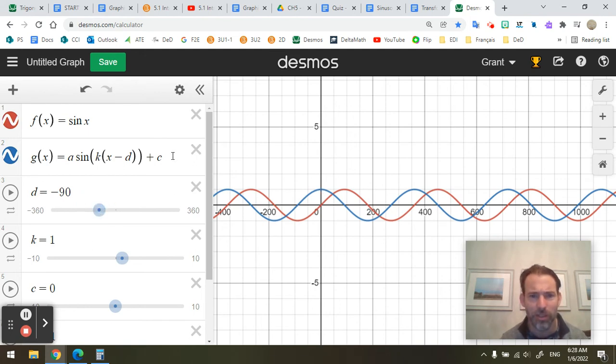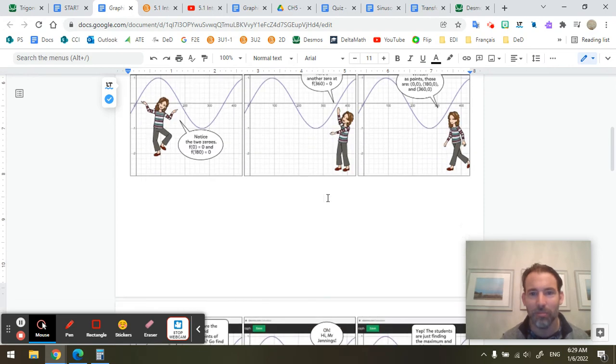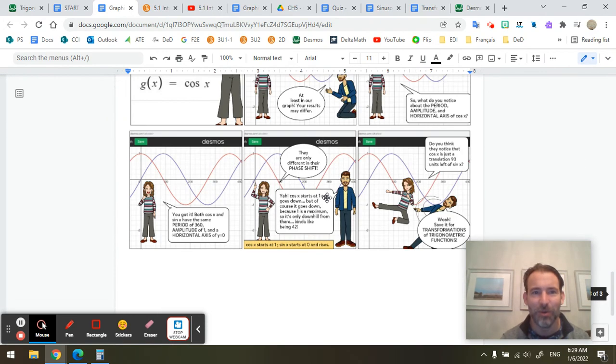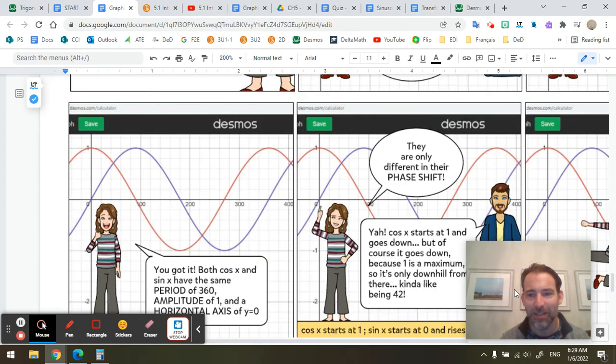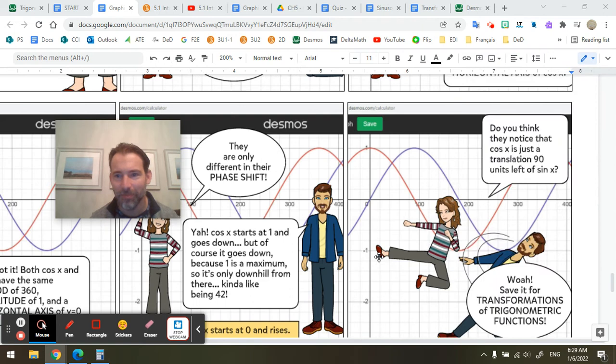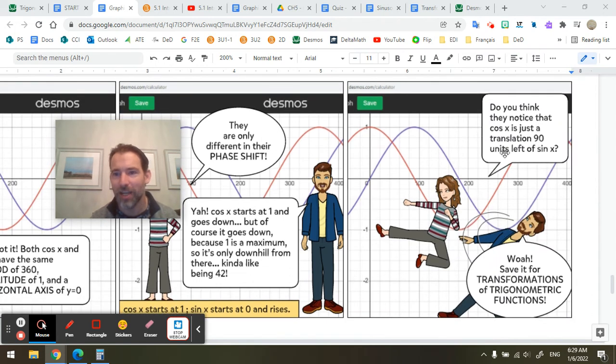Okay. What do you mean, Mr. Jennings, that's a cosine curve? Well, yesterday you saw in graphing sine x and cos x that my lovely assistant here wanted to bombard you with knowledge and tell you that cos x is just a translation 90 units left of sine x. Okay, here the red one is cosine x and the blue one is sine x. And if I just take sine x and translate it 90 degrees or 90 units that way, then it goes over there.